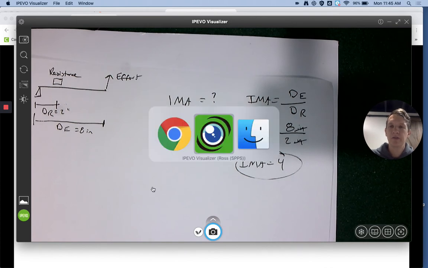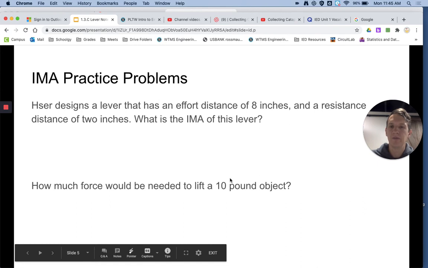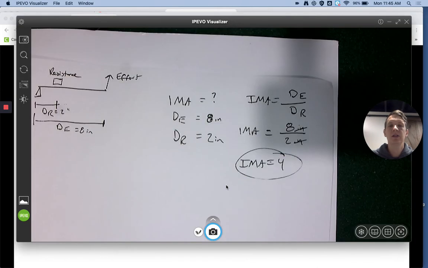Okay, so if we look at the problem here, how much force would he need to lift a 10-pound object? Now, let's assume an ideal mechanical advantage of 4. Let's say the actual is 4. It's making us 4 times stronger. You could reason, well, if I'm trying to lift 10 pounds and I'm 4 times stronger, I would need 2.5 pounds of force. And you're right.